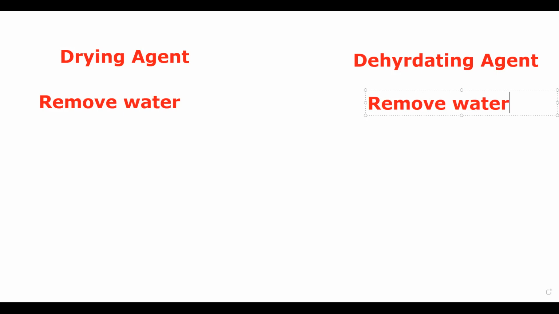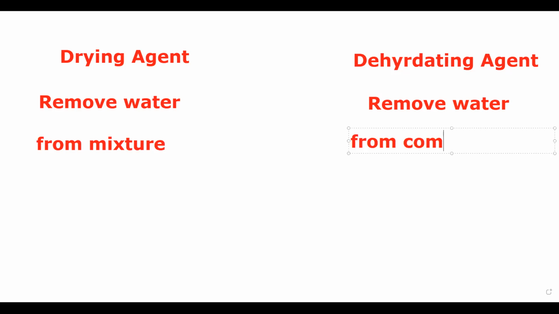The drying agent is used to remove water from a mixture, whereas a dehydrating agent is used to remove the water from a compound. If the substances contain different substances including water, and we remove the water from that mixture, we call that a drying agent.